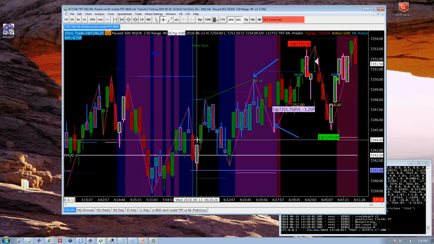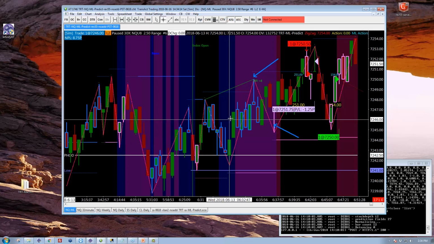The other factor is, okay, well, how far away do you have to be before you consider that it would be safe to get in that direction? Because let's take this here as an example. How far away do I have to be from this level before I'm willing to take a long, knowing that I'm likely to run into trouble right there? How far away do I need to be?